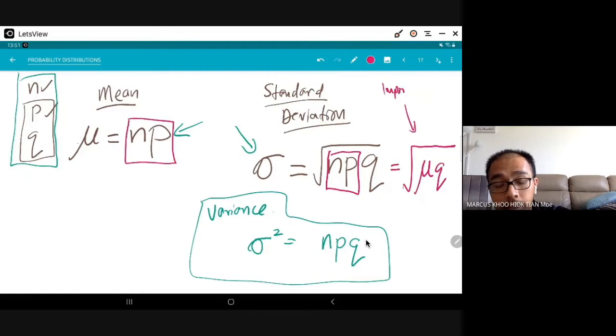Yang tidak diberi di dalam buku, yang tidak diberi di dalam senarai formula. You have to know this. Okay, you have to see the connection. Oh, sini ada NP, sini pun ada NP. So kalau saya masukkan mean, saya boleh cari nilai Q.